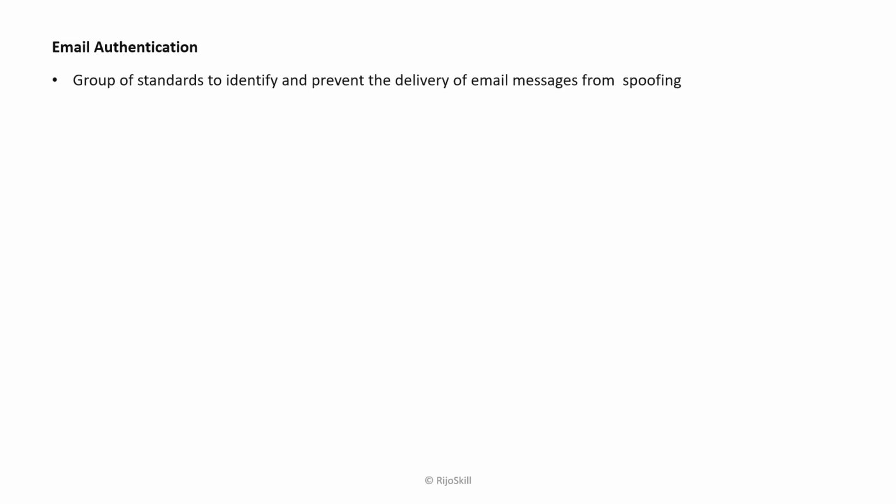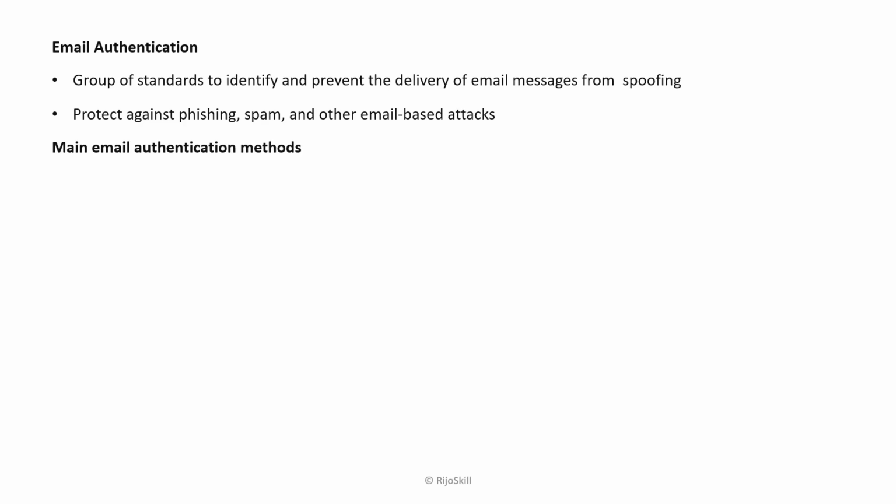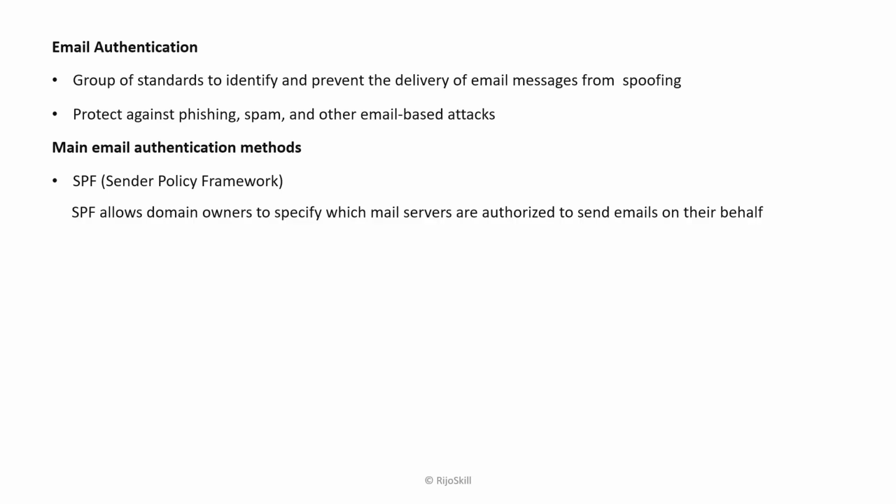First, what is email authentication? It is a group of standards to identify and prevent the delivery of email messages from spoofing and protect against phishing and spam. So here you can see the email authentication methods available for verification. First, Sender Policy Framework. SPF allows the domain owner to specify which email servers are authorized to send email on their behalf.